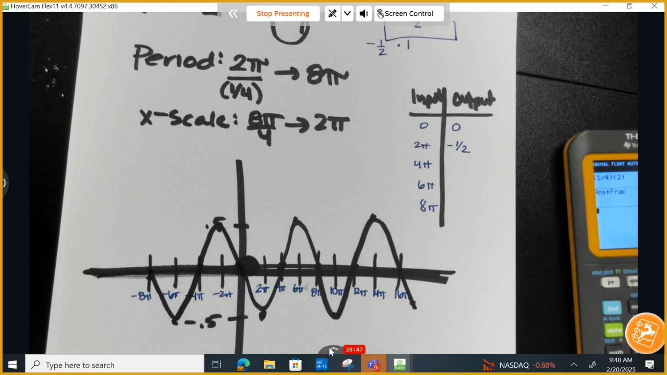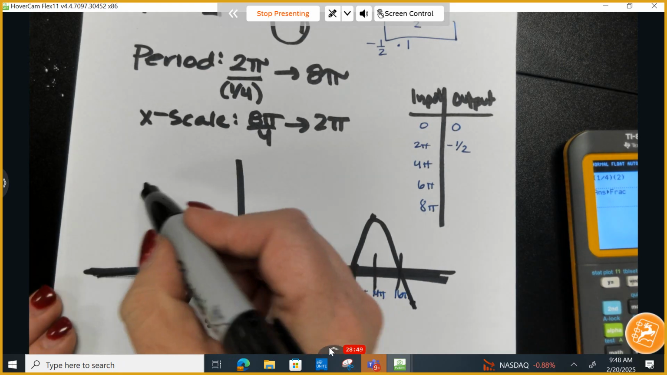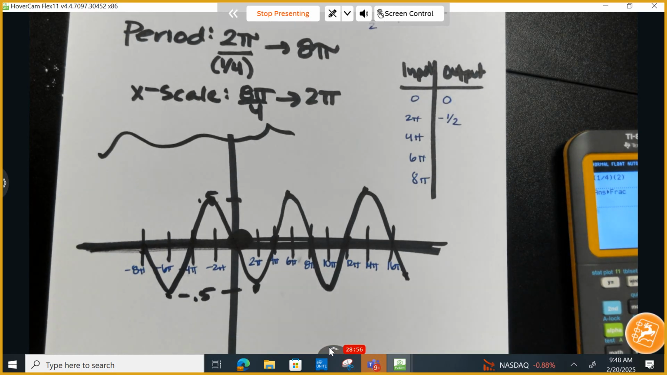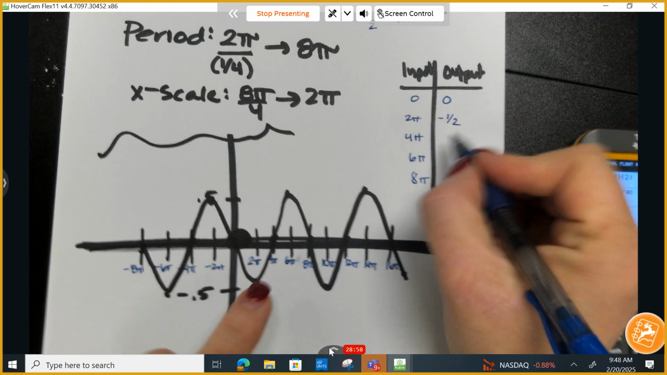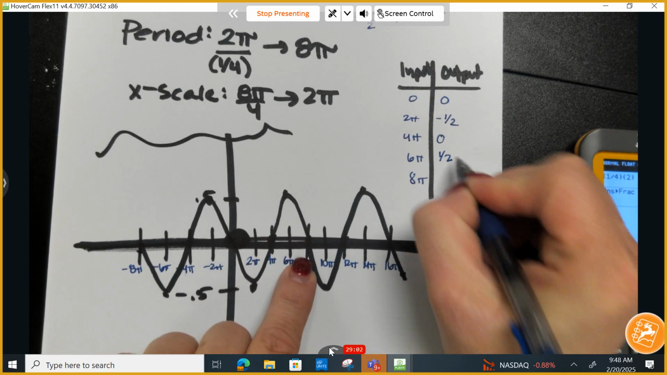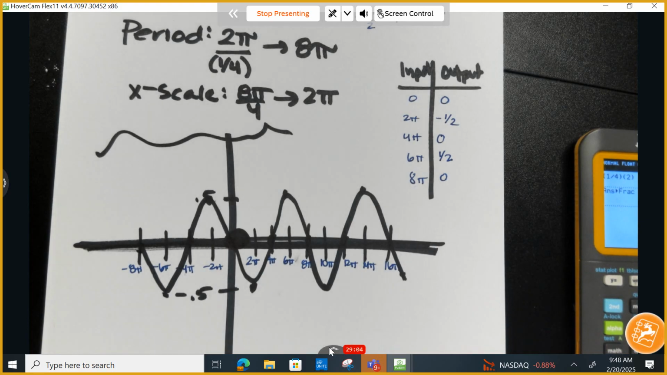What I do not want to see that I saw in homework earlier today, please watch this, is this. That's not a good curve. I want to see where your dots are so I know that you're trying to connect them. Now, how am I going to fill in this chart if this is required? I'm going to go to 4 pi is 0, 6 pi is positive 1/2, and 8 pi is 0. I've filled it in, and I have my chart.